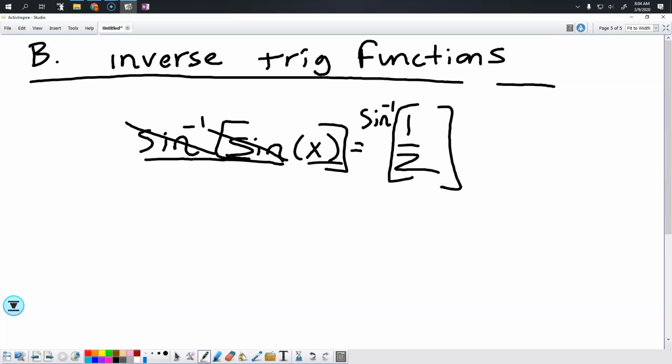So on your calculators or phones, your phone should be able to do this as well. Real quick, I want you guys to push second.